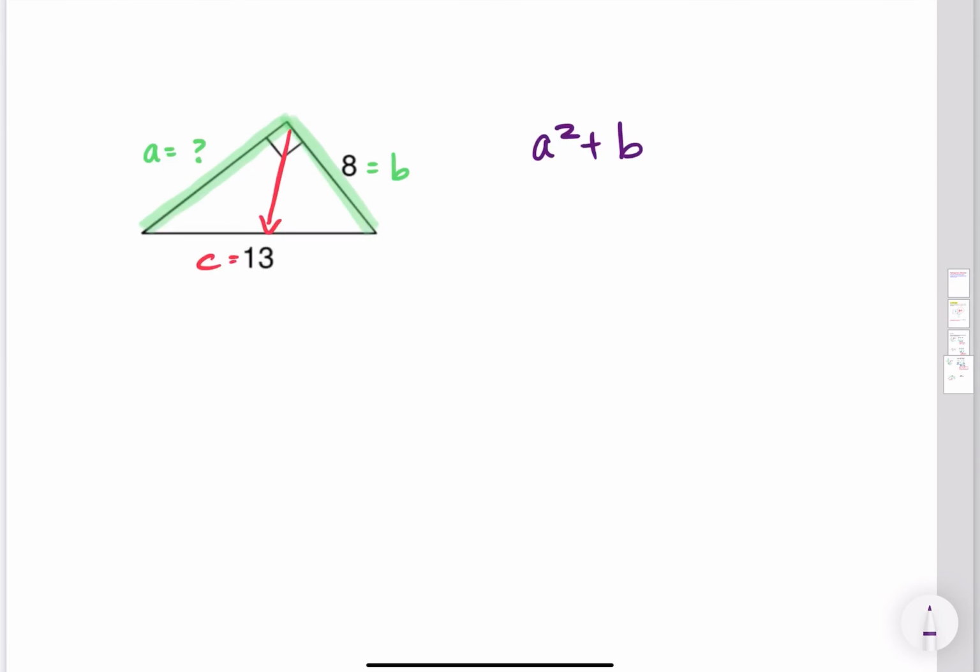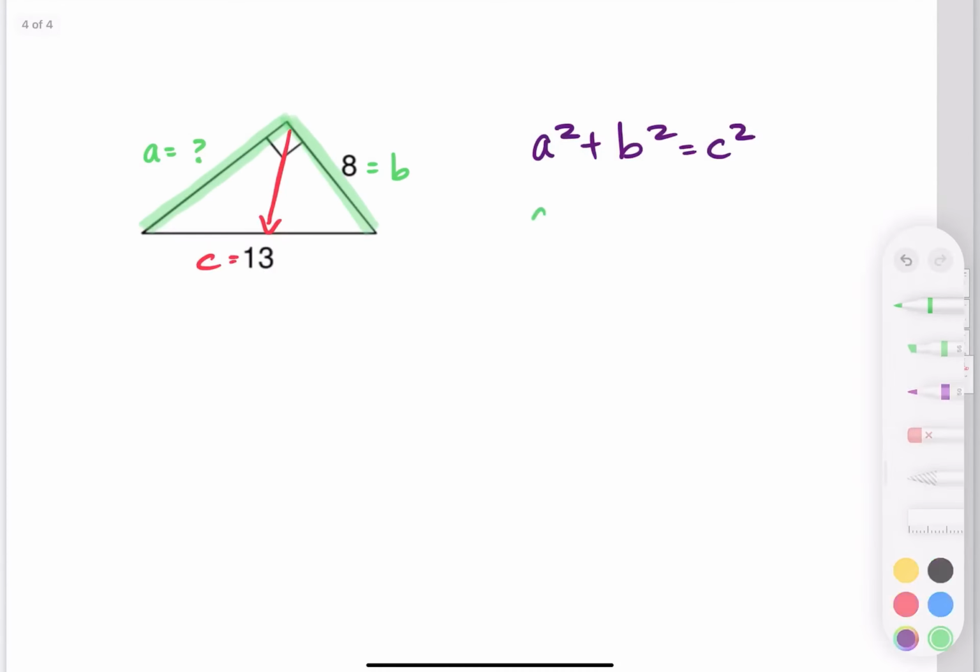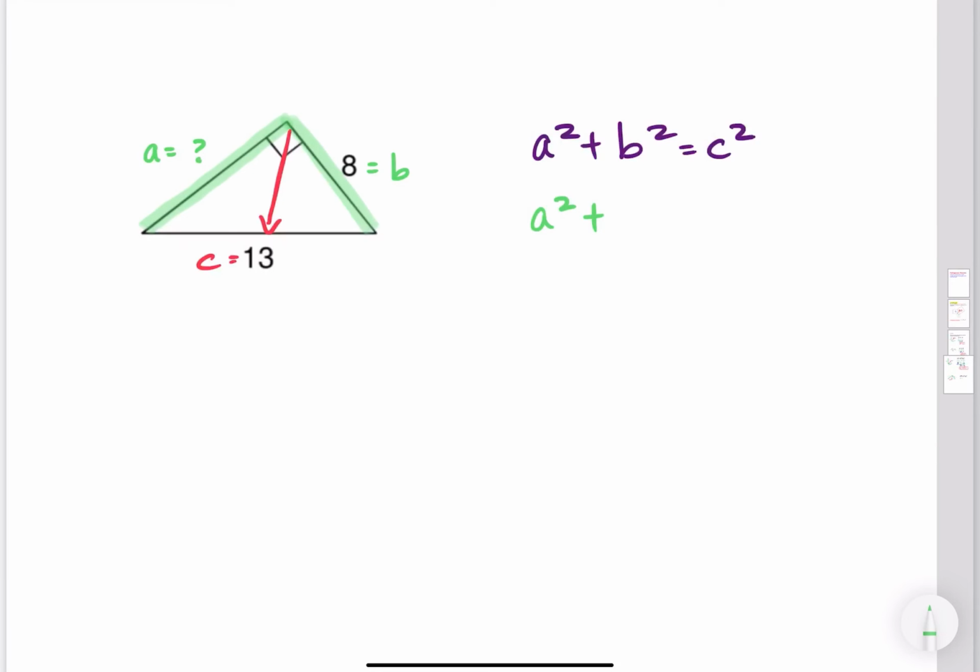A squared plus B squared is equal to C squared. And we just substitute. Well, I don't know what A is, so I'll leave that alone. A squared. B is 8, so that means 8 squared. And C is 13, so 13 squared. Okay, so now we just do the math here. Well, A, I don't know, so I'm going to leave that alone. I'm going to bring that down. 8 squared is 64, and 13 squared is 169.